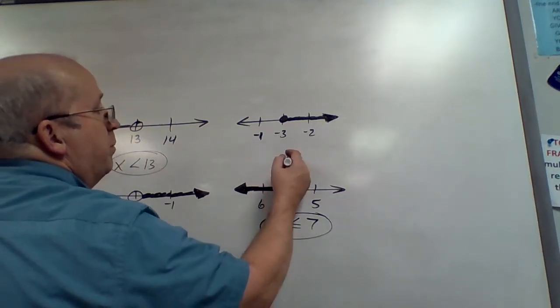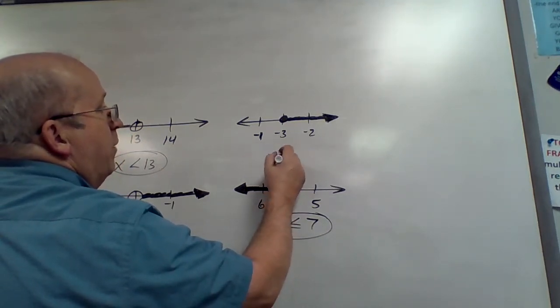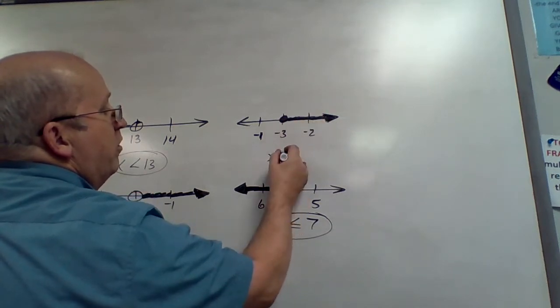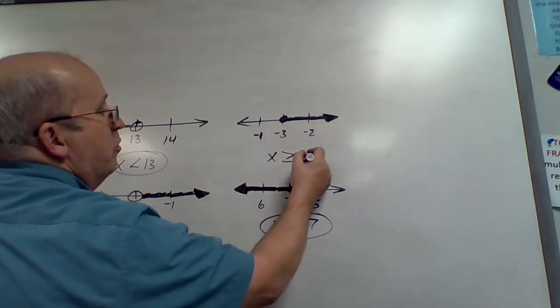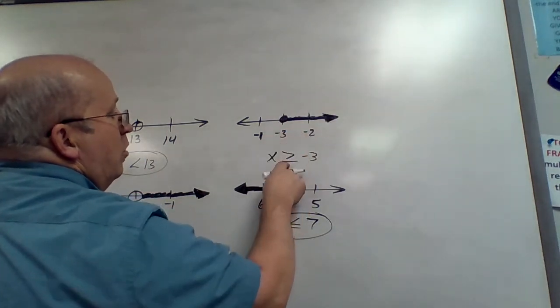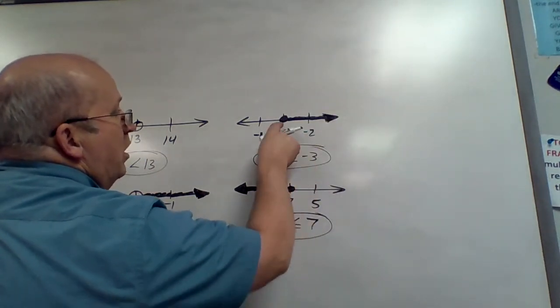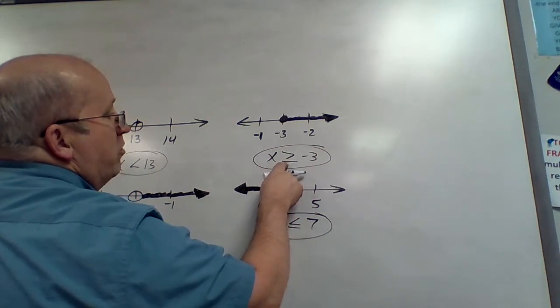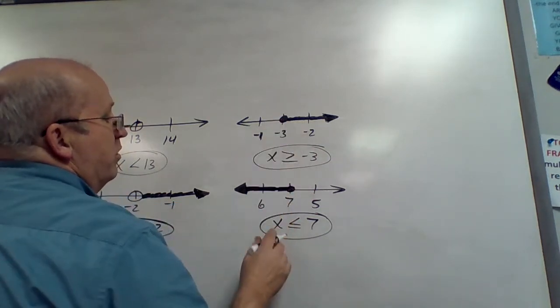How about this one up here? This time x has to be greater than or equals to negative 3. X is all of the numbers bigger than or equals to negative 3. How do we know that they're equal? Possibly because we've got the filled-in circle.